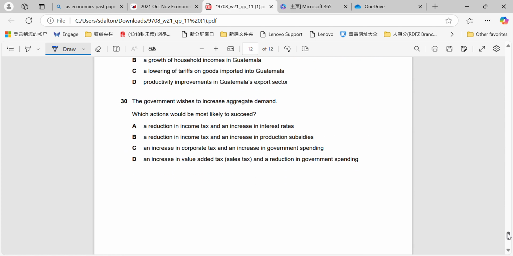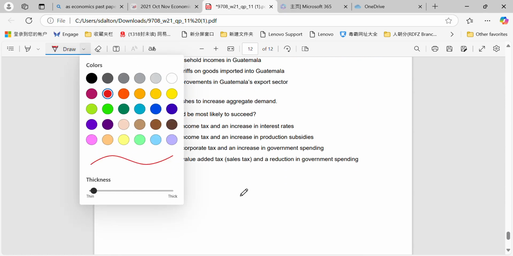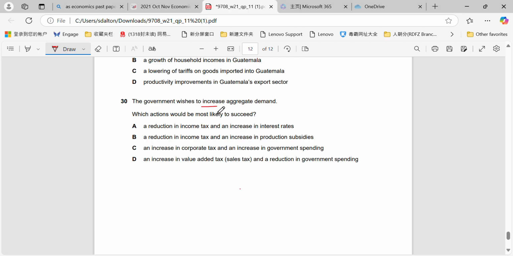Okay, so we start at question 30. Government wishes to increase aggregate demand. Which actions would be most likely to succeed? Okay, so reduction in income tax, yes, that would be expansionary fiscal, but increasing interest rates would move AD left. That would be contractionary monetary policy. So they'd counteract each other.